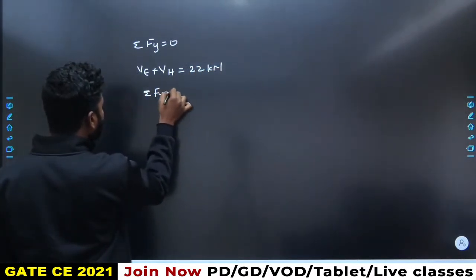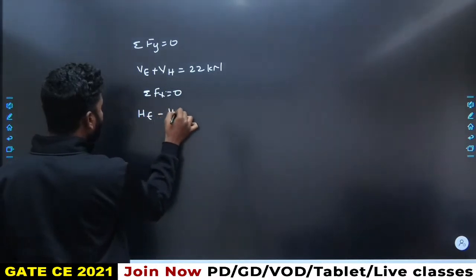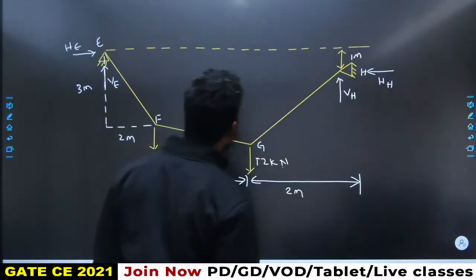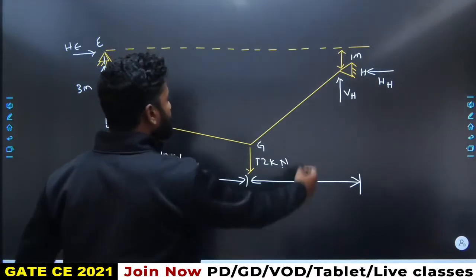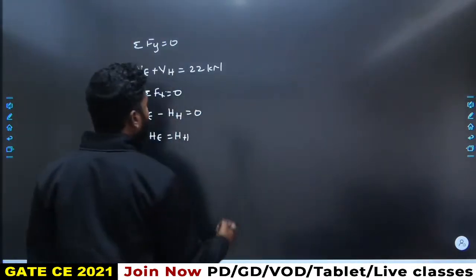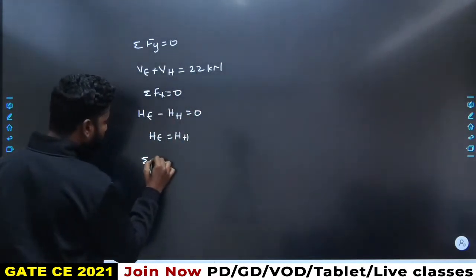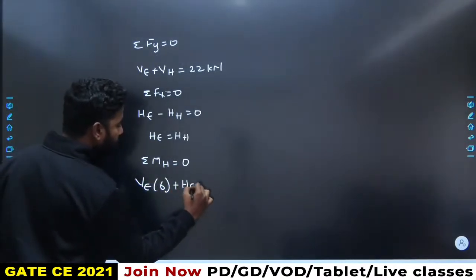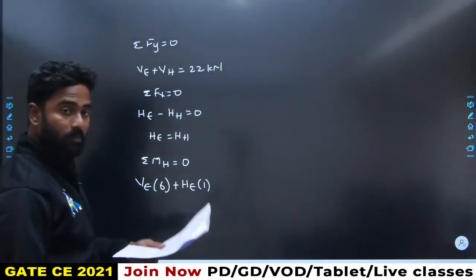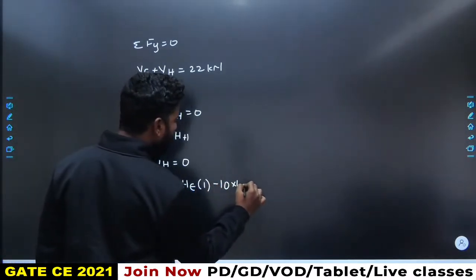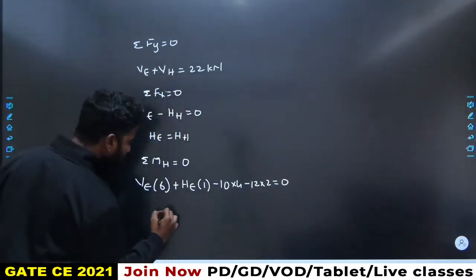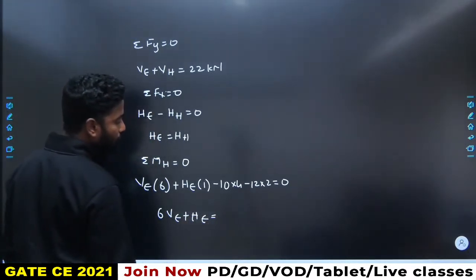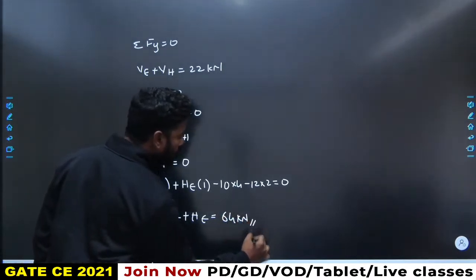Summation of forces in x direction equals to 0, what you will get? HE minus HH equals to 0. So, HE would be equal to HH, right. If I take summation of moments about H equals to 0, what I will get? VE multiplied with 6 plus HE multiplied with 1 minus 10 multiplied with 4 minus 12 multiplied with 2 equals to 0. 6 VE plus HE equals to 40 plus 24, that is 64 kilonewtons.